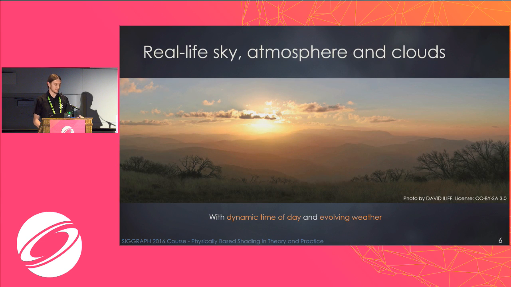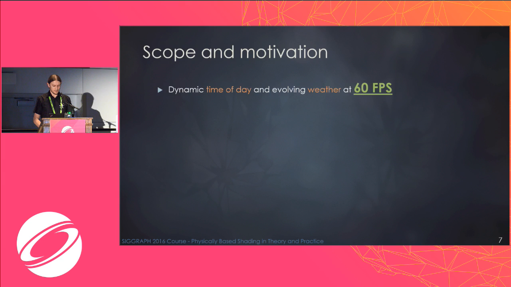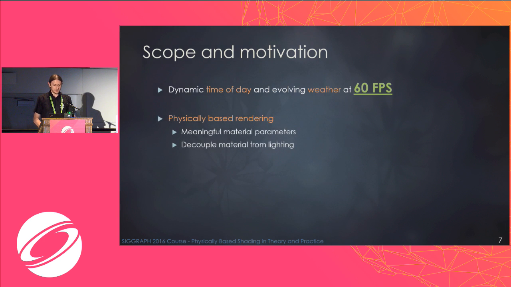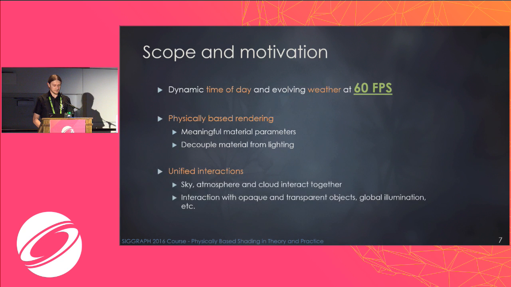And what we wanted to do is to be able to render dynamic time of day with all the sky updating automatically when the sun is moving and the atmosphere, and also with weathering, also rendering clouds. And we wanted, of course, to be able to do that at 60 frames per second for some of our titles. And we wanted that to be physically based, so that we wanted the material parameters to be decoupled from the lighting and make sure that we will have correct results first. And also have unified interaction. For example, the sun moving in the atmosphere should affect the cloud lighting and the global illumination, etc.